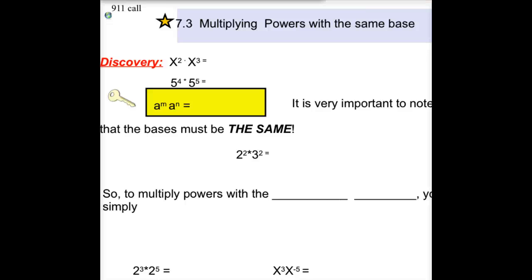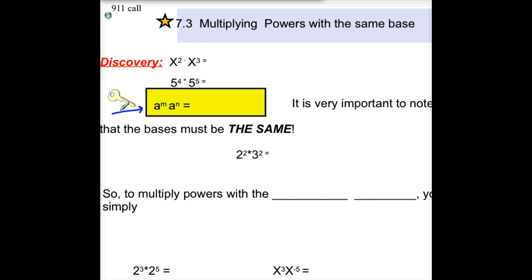In section 7.3, we'll be multiplying powers that have the same base. So first thing we're going to do is a little discovery with it. We're just going to write them out, and then we're going to see a pattern, and we are going to come up with one of our key points this chapter. And it's something that's used throughout many fields of mathematics. So we work a lot with exponents, and these rules of exponents are actually very important in classes to come. So in lieu of memorizing them, what you really want to do is understand how they're created.